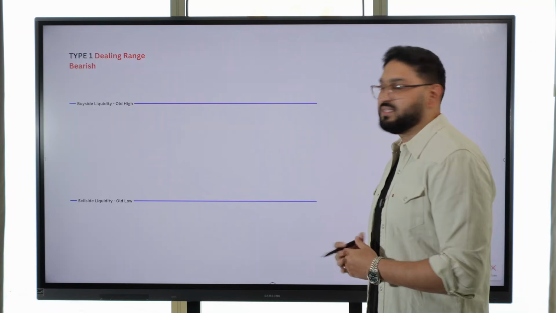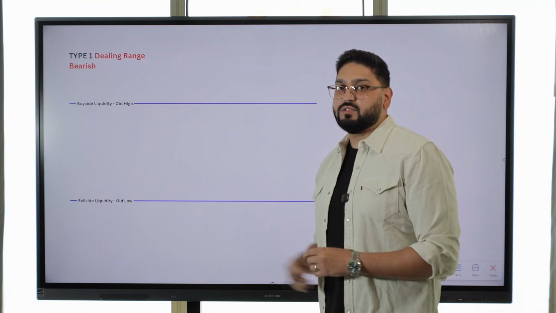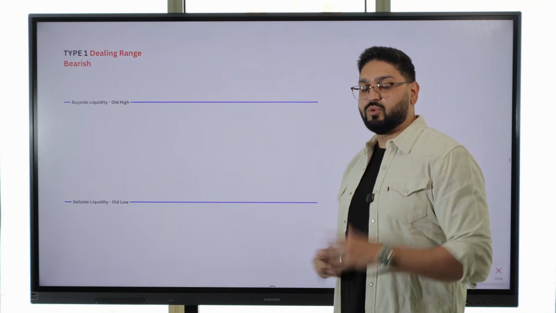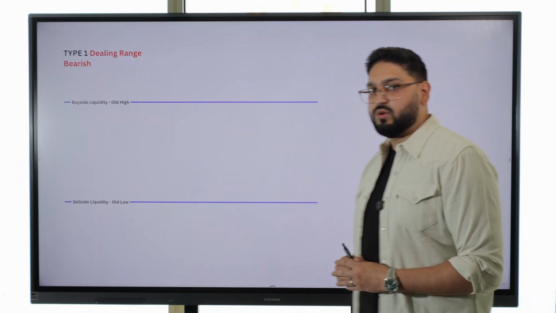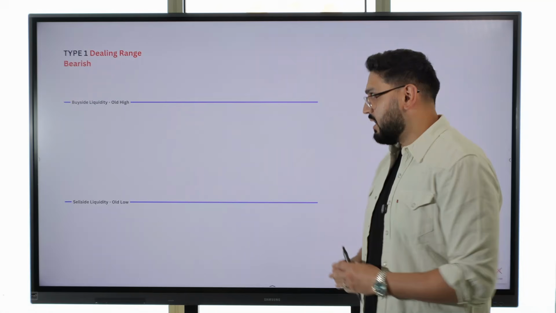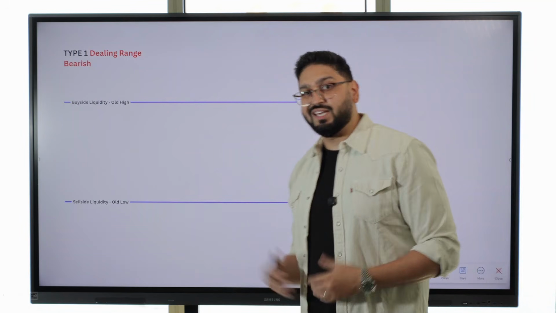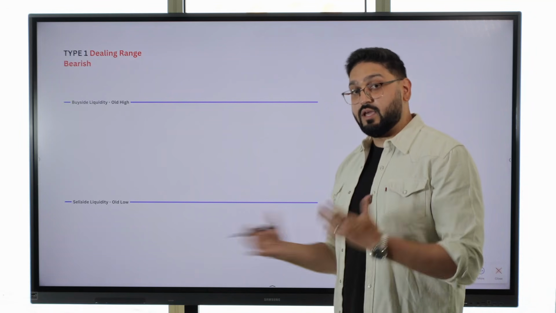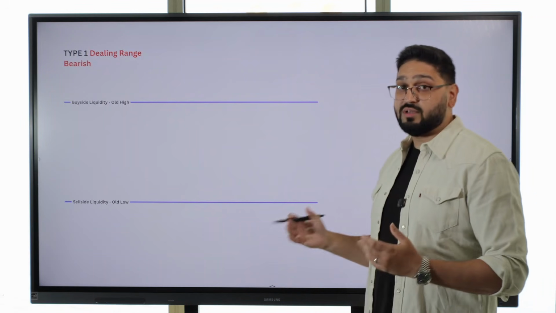Now, I went over a type 1 dealing range in the last lesson. You can check that up here somewhere. But if you haven't, that's fine, because I'm going to recap that over here. Now, I'm going to explain everything conceptually first, and later on I'm going to get into some chart examples.